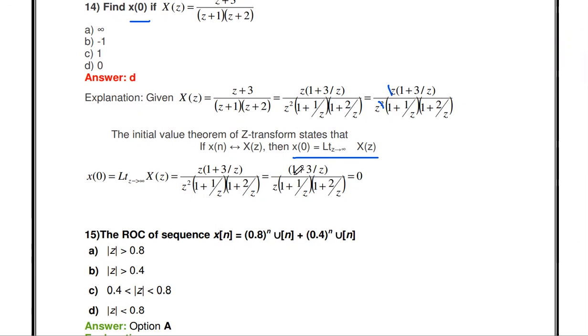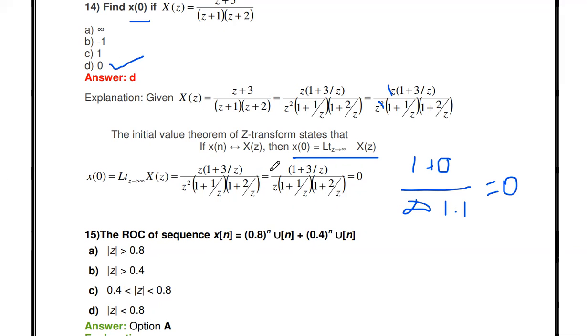Substituting Z equal to infinity, in the numerator we get 1 plus 3 divided by infinity. 3 divided by infinity is 0. In the denominator, infinity times 1 plus 1 by infinity, which is 1, and 1 plus 2 by infinity, which is 1. So 1 divided by infinity, the answer is 0. So we get the initial value of this signal as 0. So 0 is the answer.